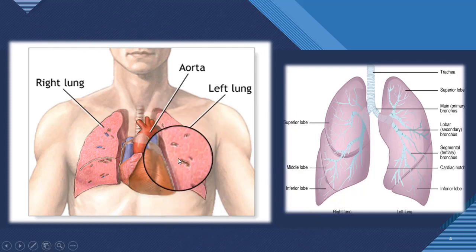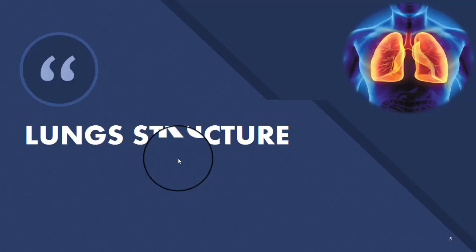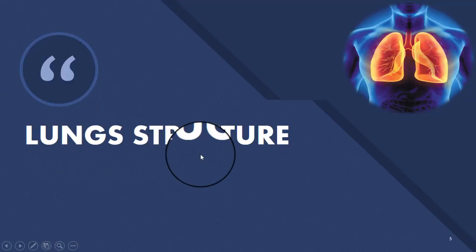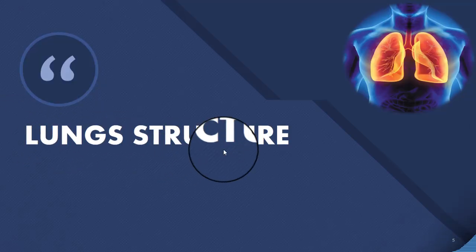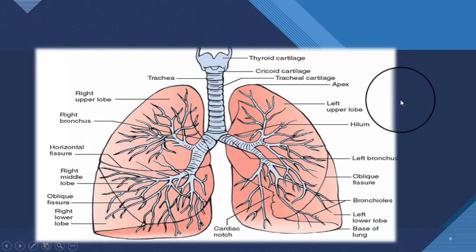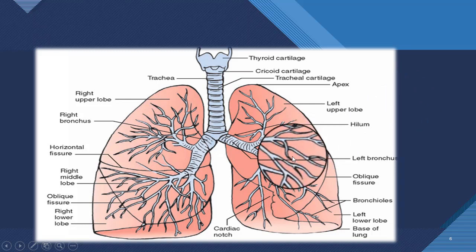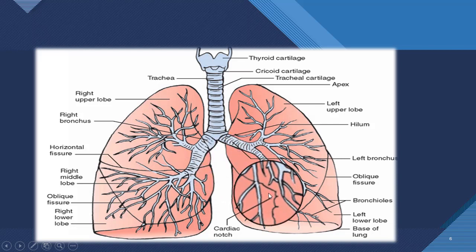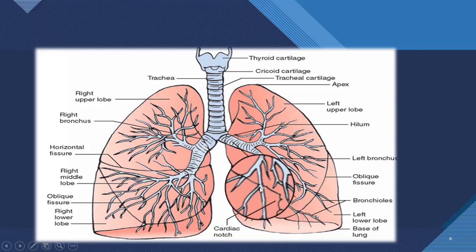Now next, what are the lung structures? There are various lung structures, so let's talk about them. As we all know, the lungs are roughly cone-shaped with an apex, base, 3 surfaces and 3 borders. The left lung is slightly smaller than the right because of the presence of the heart. And each lung consists of the following structures.